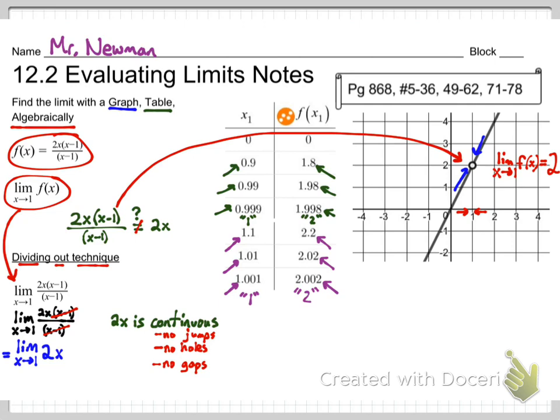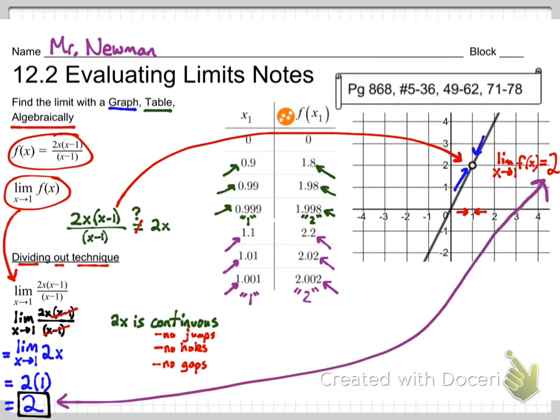But right here, 2x, that's a nice continuous function, goes left and right forever. So I'm just going to plug in 1 for x, because we're looking at when x approaches 1. Well, because it's continuous, it's equal to it at the value x equals 1. So we plug in 1 and we get 2. Notice that's the same as our value that we got from the graph, and that's the same as the value we got from the table.